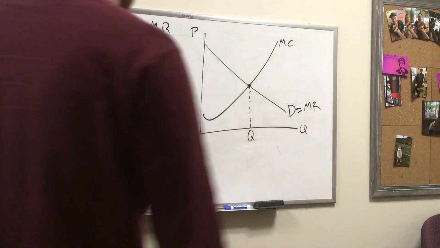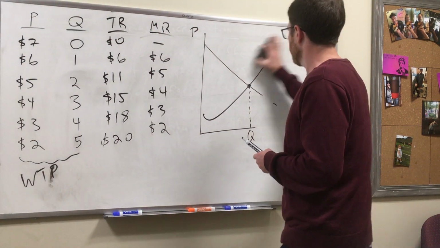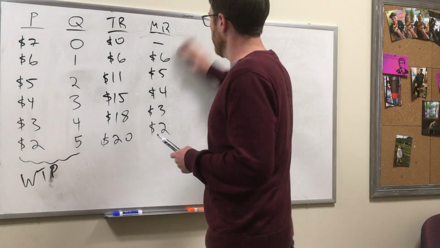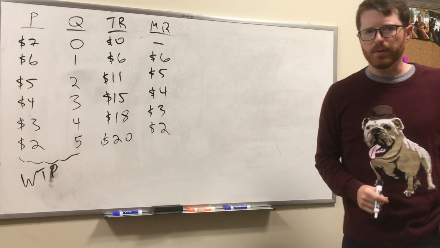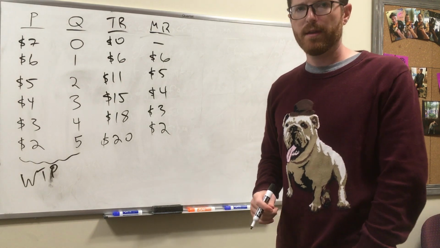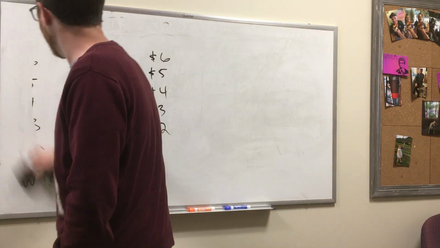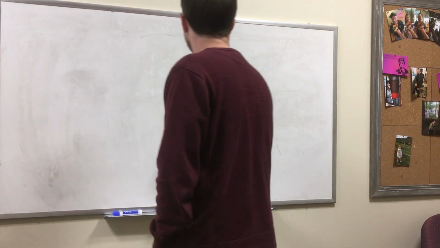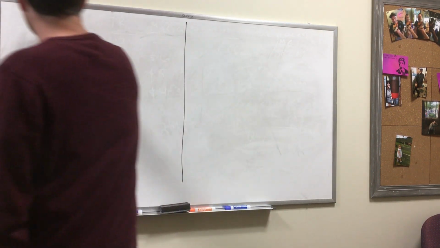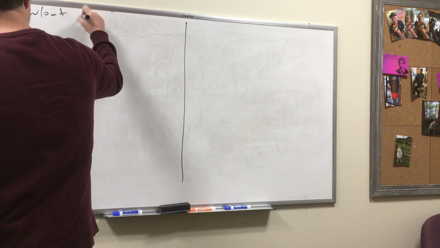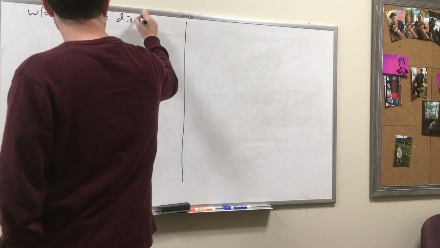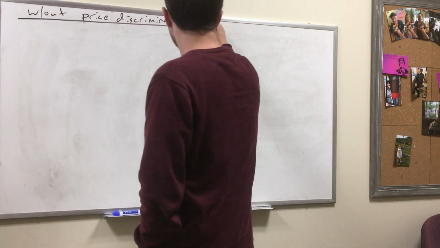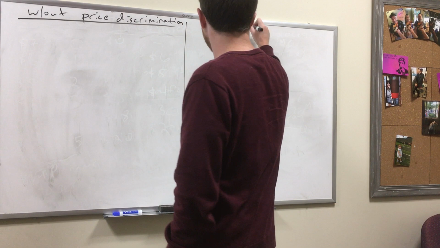So now let's think about what's going on with consumer surplus in this example. In fact, let's go back and compare two graphs. So this is without price discrimination on the left, and this will be perfect price discrimination on the right.